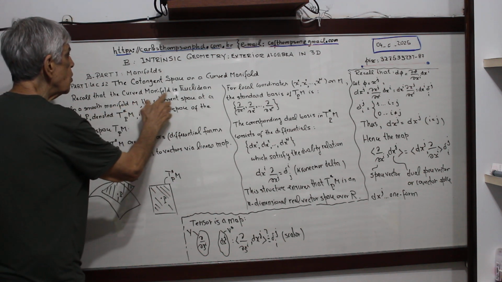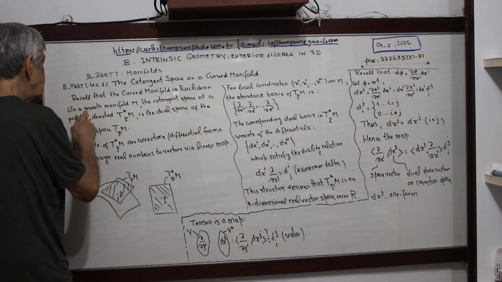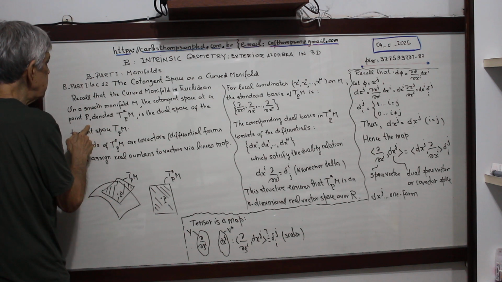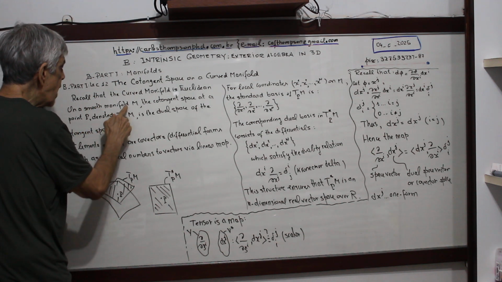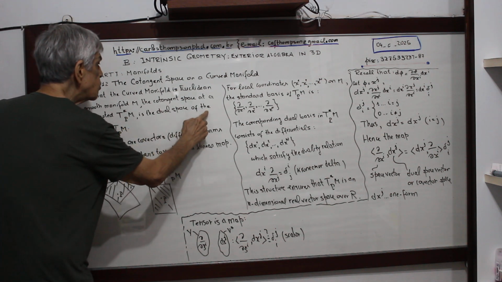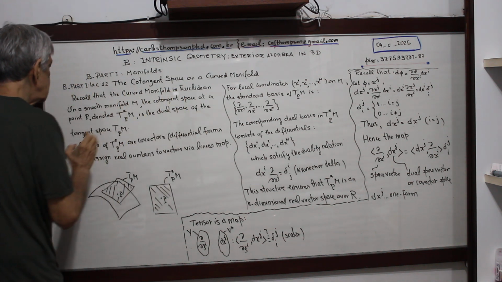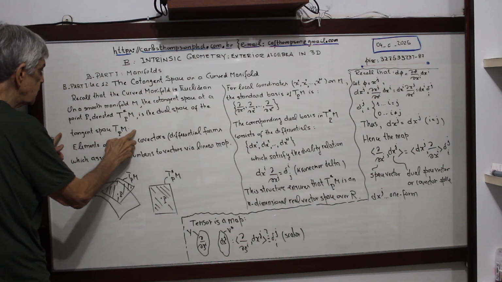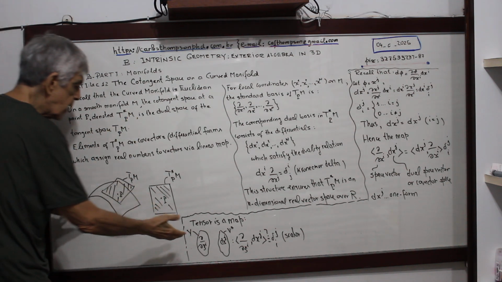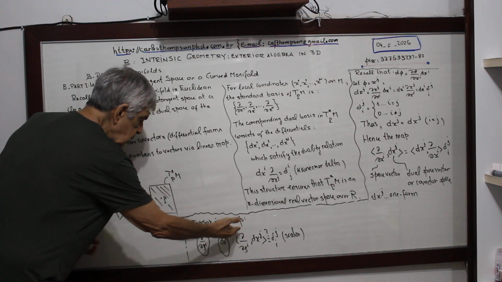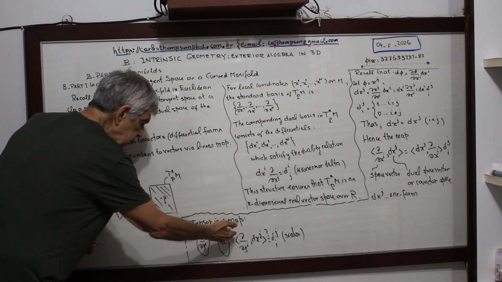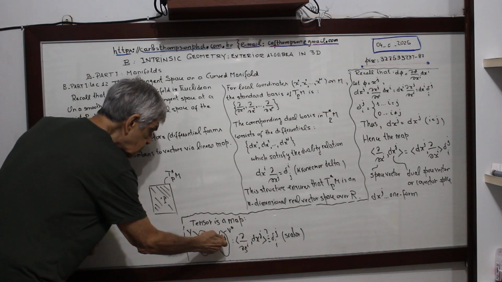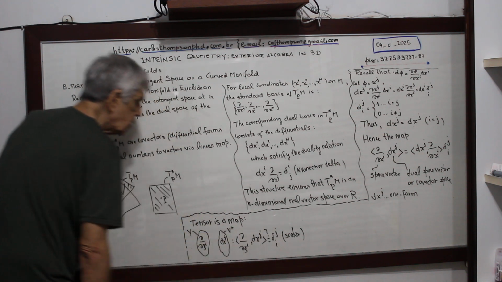Recall that the curved manifold is locally Euclidean. On a smooth manifold M, the cotangent space at a point P, denoted by T asterisk P M, is the dual vector space. Don't forget that. So there's a dual space of the tangent space. This dual space is related to this one, because this acts on this one and leads to a scalar quantity.